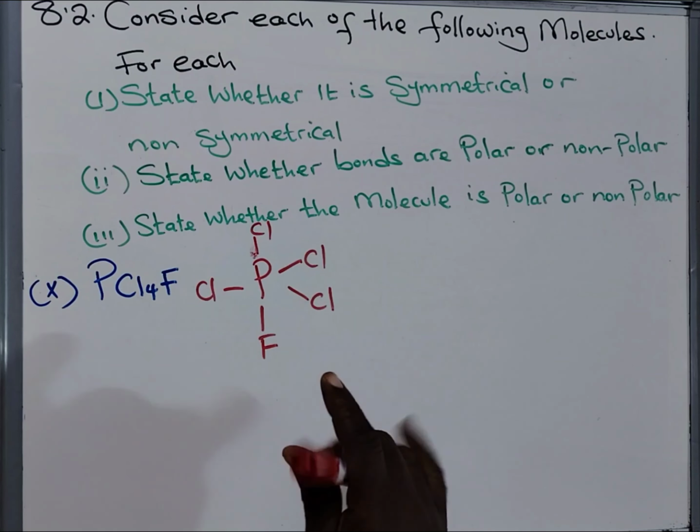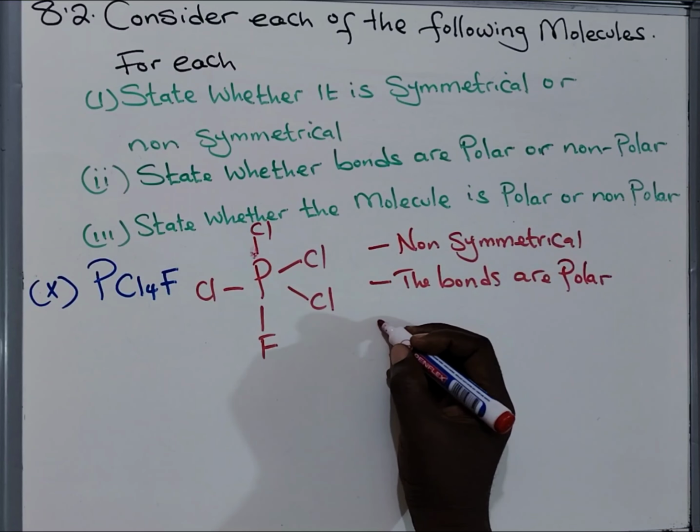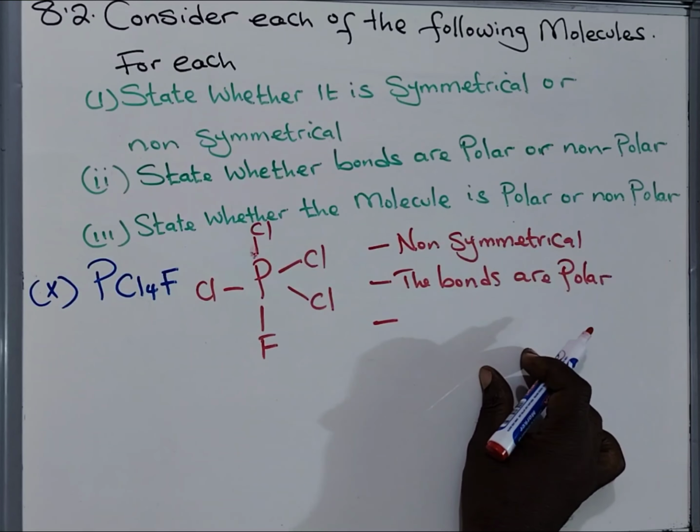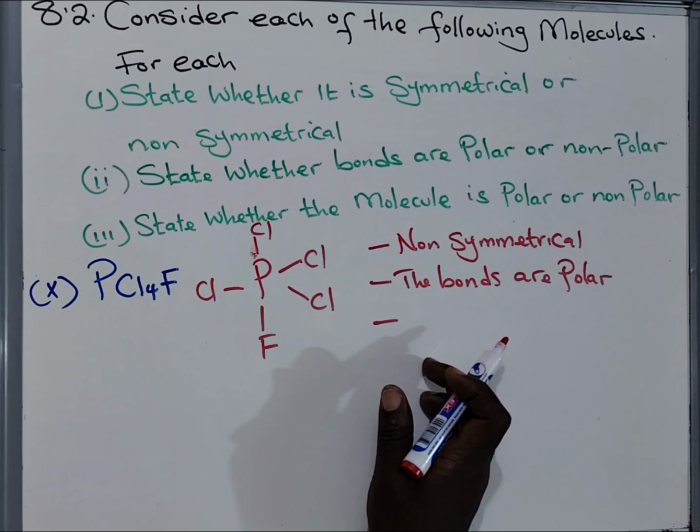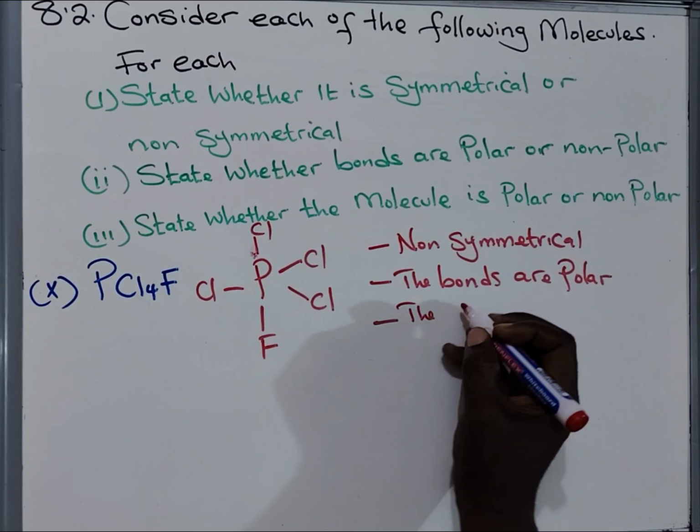So when we talk about symmetry, what are you going to say? Non-symmetrical. Because of the presence of this one. How about the bonds? The bonds are polar. Okay. How about the molecule? The moment you have a non-symmetrical molecule and you have polar bonds, definitely you're going to have what? A polar molecule. So the molecule is polar.